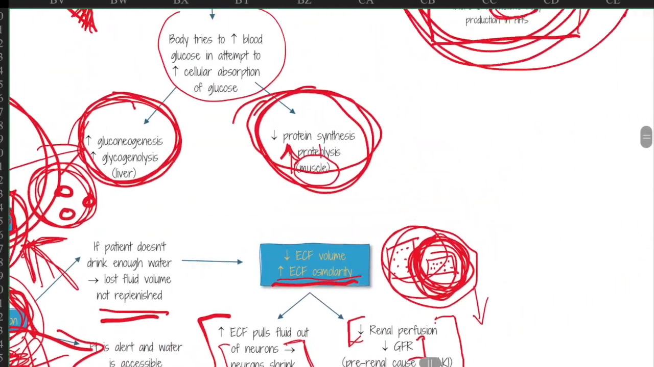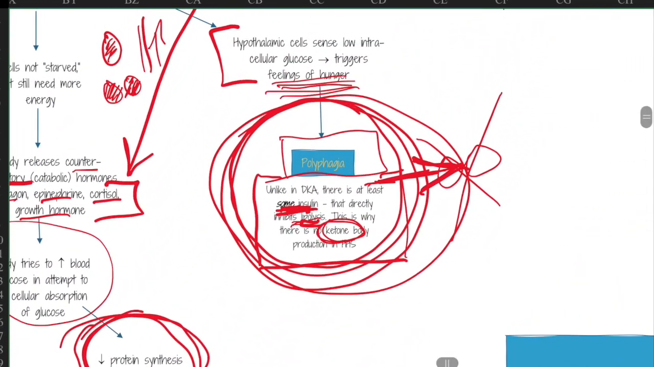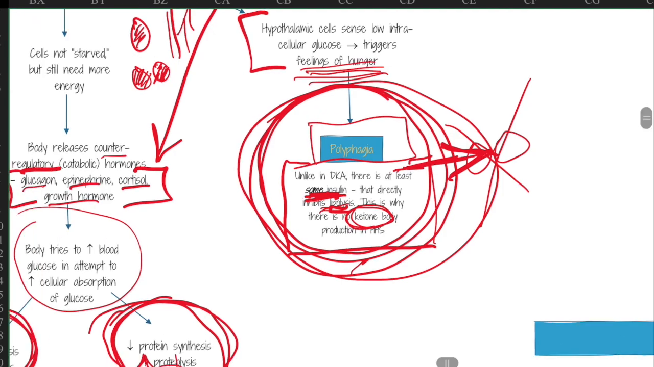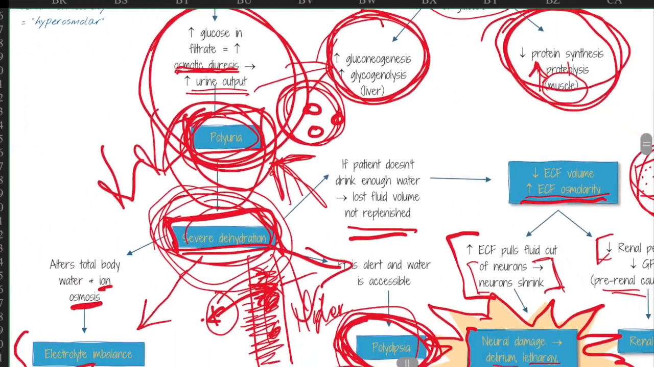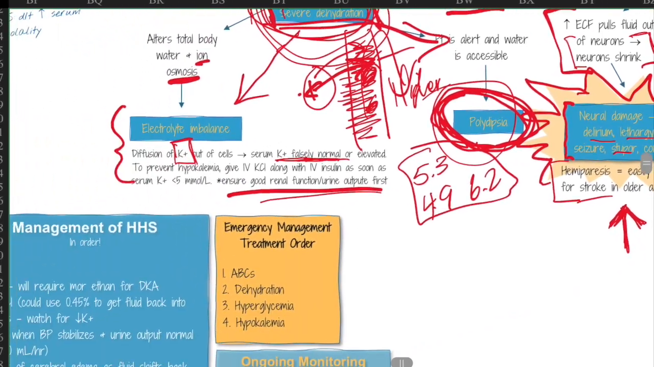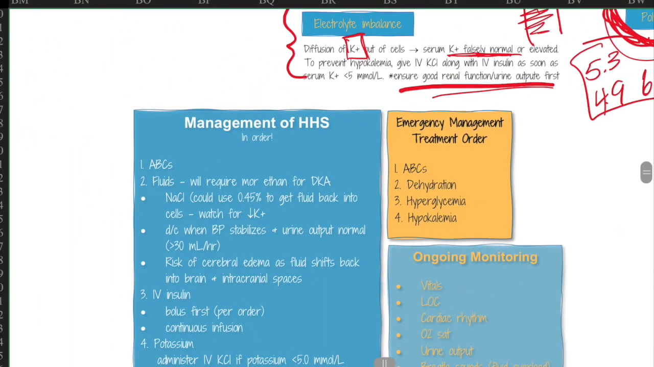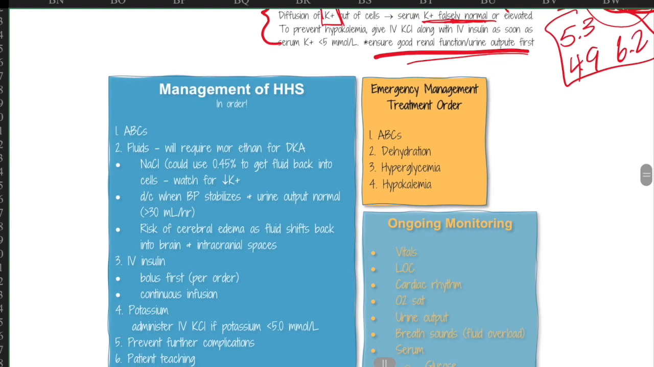Well, we talked over here about how we don't have that lipolysis, so we don't have the breakdown of fat. We don't have the keto acids. We don't have the ketoacidosis. If you're confused about this, check the last video, there's a huge chunk on DKA that goes through it exactly like this. But because we don't have that, we don't have the acidosis to treat. So that's really the big difference. Otherwise, we're in the same story.